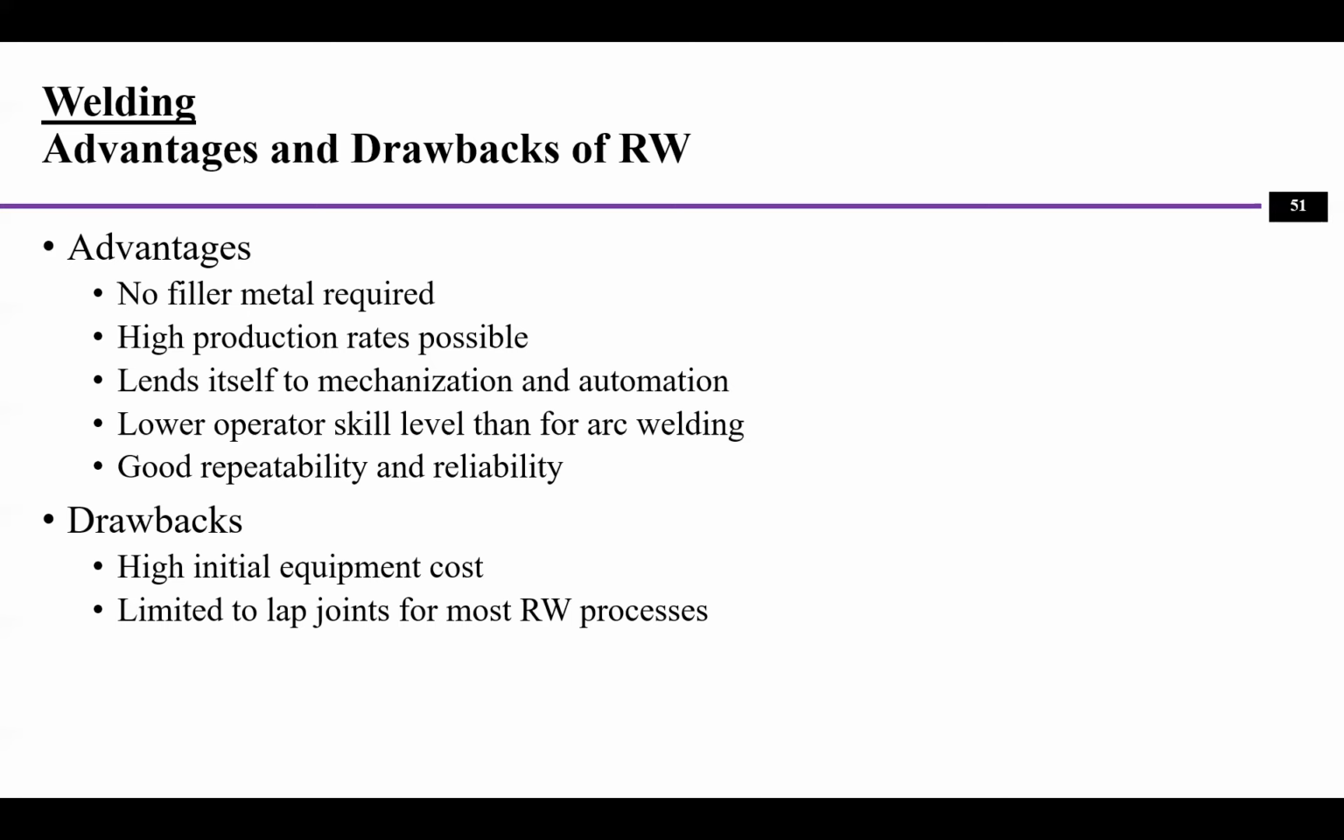But the problems are that this equipment is typically very high cost, and at the very beginning there is going to be a high investment when you are creating this process. Also, the shapes and joint types are very limited for resistance welding, for example, mostly spot welding and seam welding.